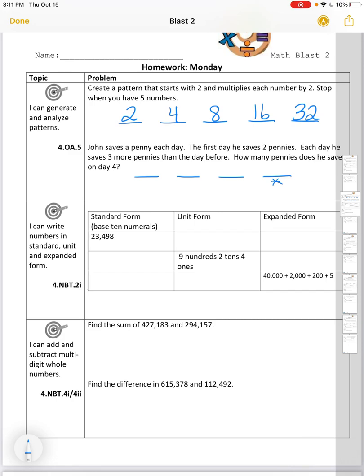And I know that John saves 2 pennies on the first day and 3 more pennies than the day before each time. So we're going to add 3. 2 plus 3 is 5. 5 plus 3 is 8. And 8 plus 3 is 11. So John saves 11 pennies on day 4.